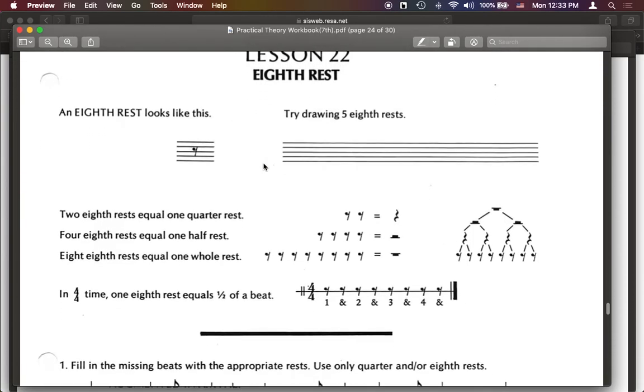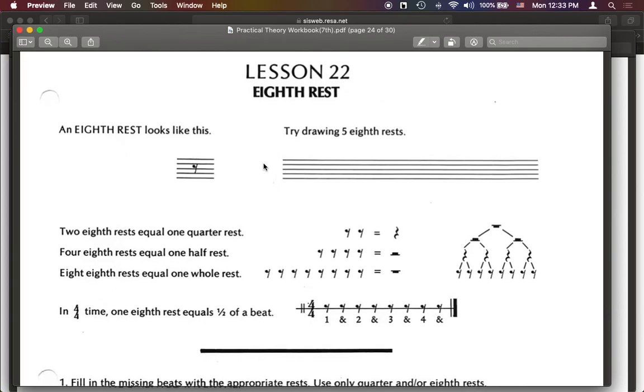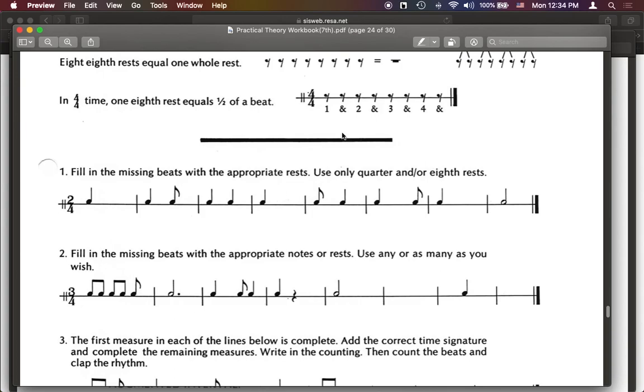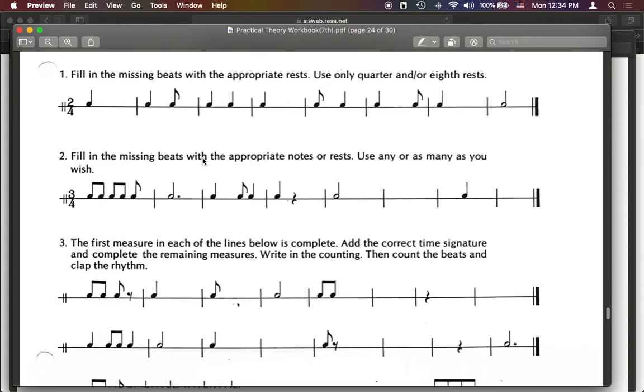On lesson 22, it's the same thing except it's rests. Eighth rests can't be beamed, only the notes. So they're all individual little 7s. Remember I suggested using a plus instead of the ampersand here. Here, fill in the missing beats.